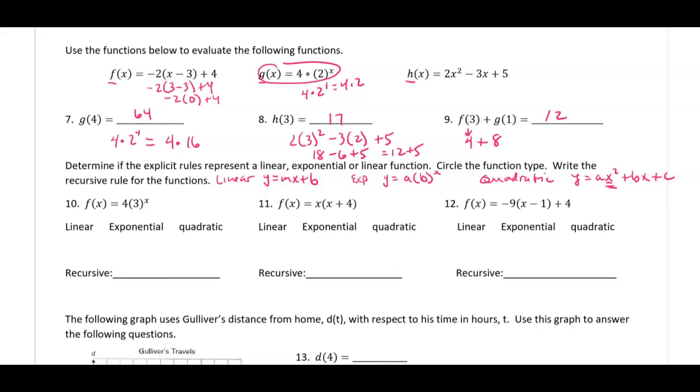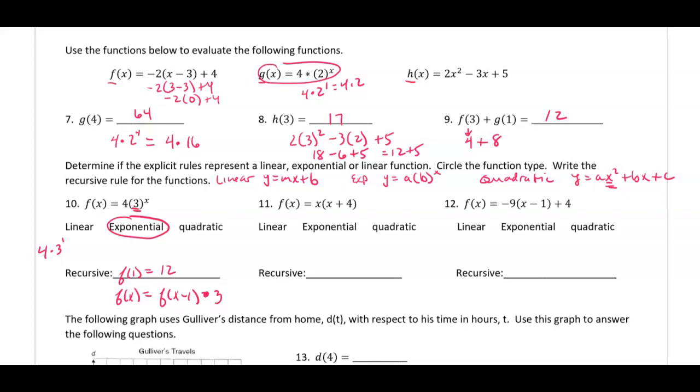So right away here, if I give you f of x equals 4 times 3 to the x, right away we know that that's exponential. If we had to write the recursive, if I plug 1 in here, what is f of 1? Well, 4 times 3 to the first power gives me 4 times 3, which is 12. And now I would get my previous term. And what am I multiplying by each time? What's my common ratio? 3.